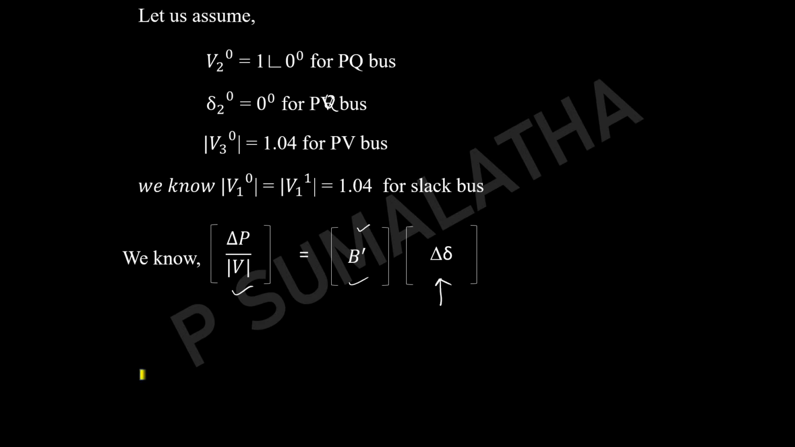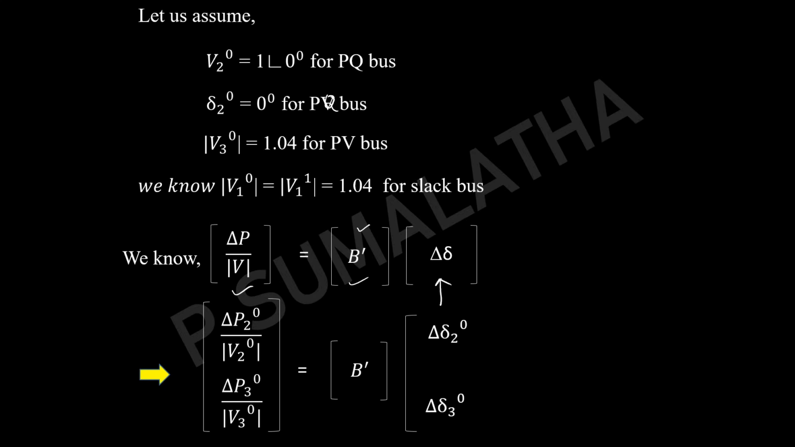Let us do that. That is delta P2 by mod V2 and delta P3 by mod V3 of 0th iteration is equal to B prime matrix into delta del2, delta del3. So for the second bus and the third bus we are going to find out this change in the phase angle. For that you need to find out the delta P2 and delta P3 values. What about this mod V20, V30? Those values we already know. Mod V20 is 1 per unit and mod V30 is 1.04. So if you determine these two values, then we can get these two quantities. This is the first equation.